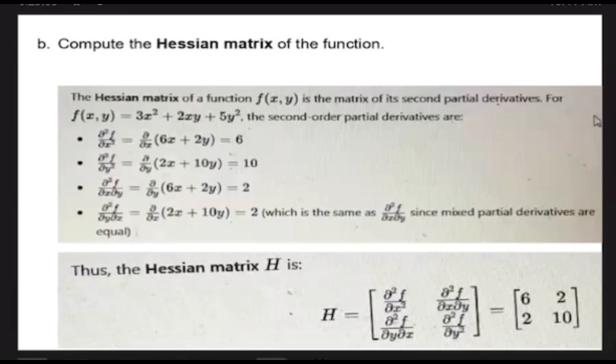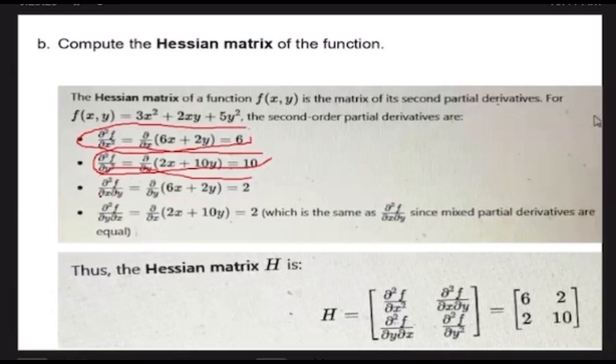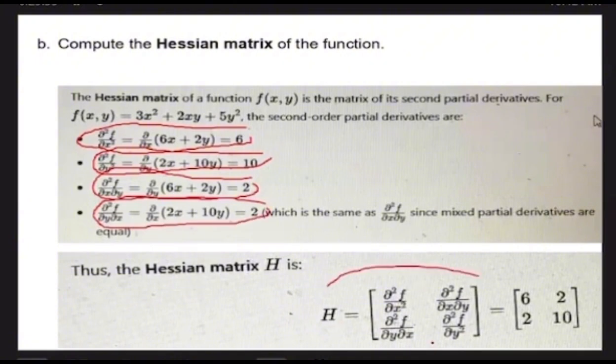After that, I said compute the Hessian matrix of the function. If you want to get the elements of the Hessian matrix, you need to first perform the second derivatives. Take a look at this now: the second derivative with respect to x, the second derivative with respect to y, and something you differentiated with respect to x before, you differentiate with respect to y, and something you differentiated with respect to y, you differentiate with respect to x. Because of that, you set up your Hessian matrix, and this is what we have.